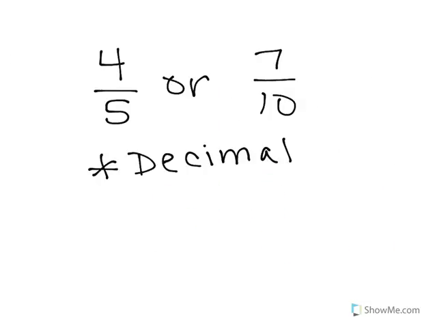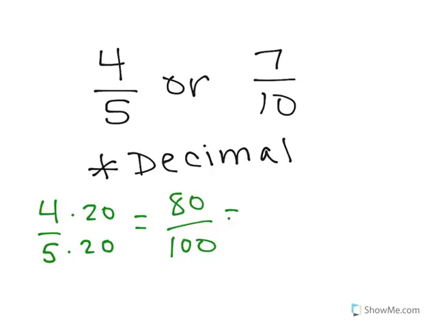Next, I'm still going to be using the numbers 4/5 and 7/10, but we're going to change them into decimals. Remember our friend 100: in order to change any number into a decimal, we have to get it out of 100. So I can take 4/5 and multiply both by 20 to get 80 out of 100. So that would be 80/100.